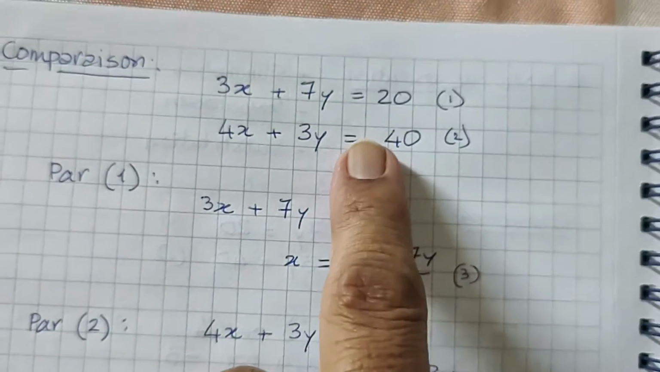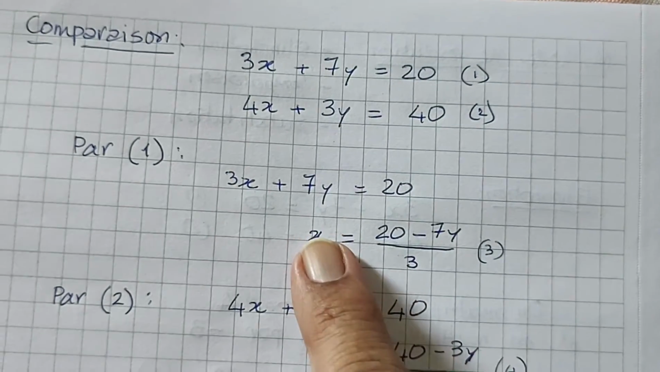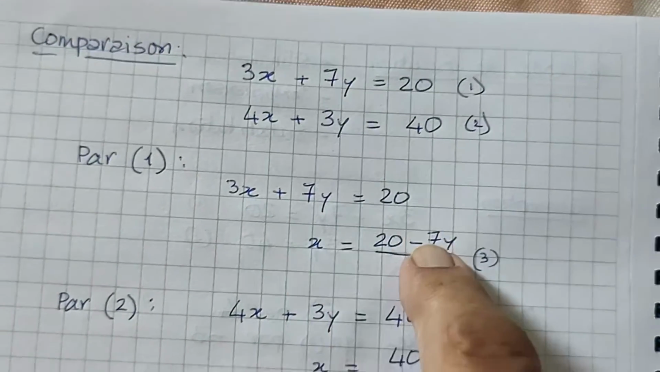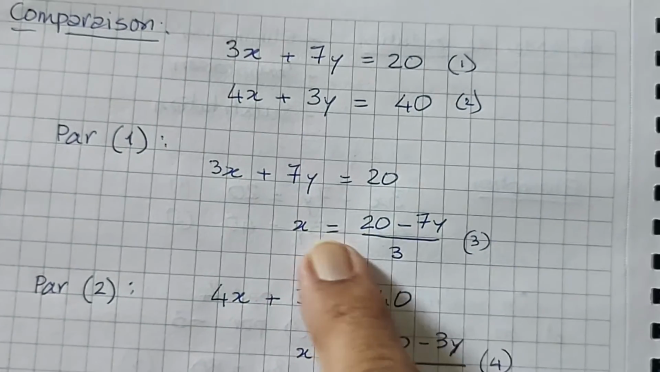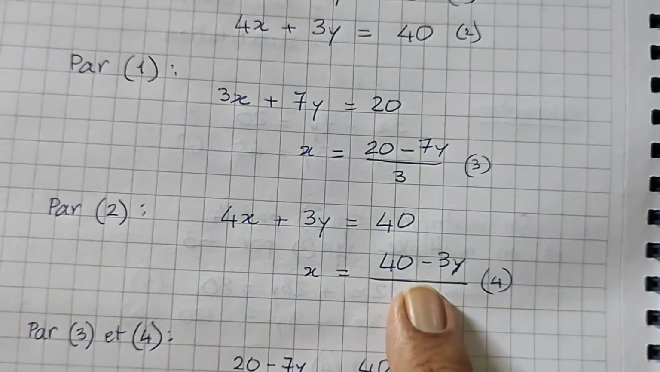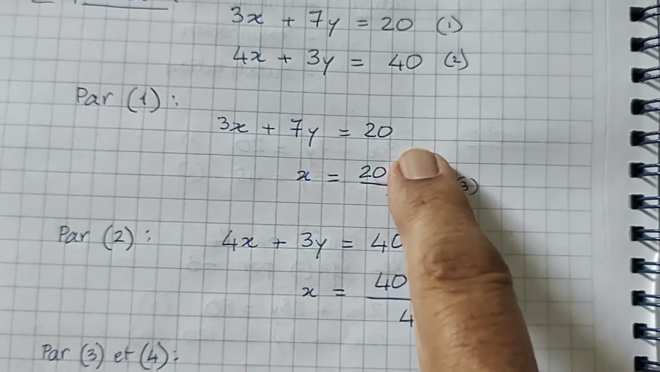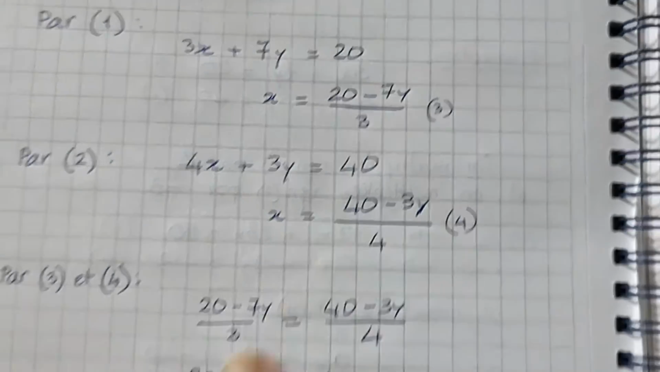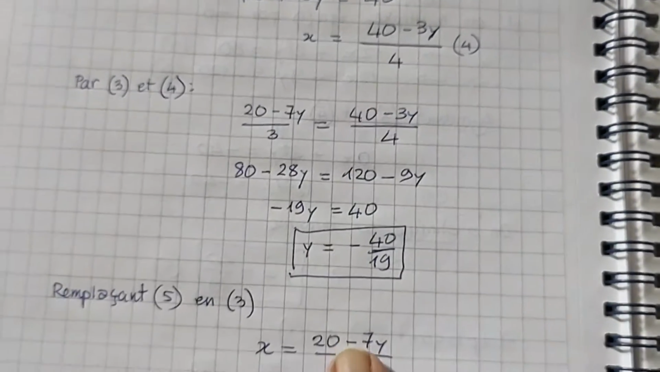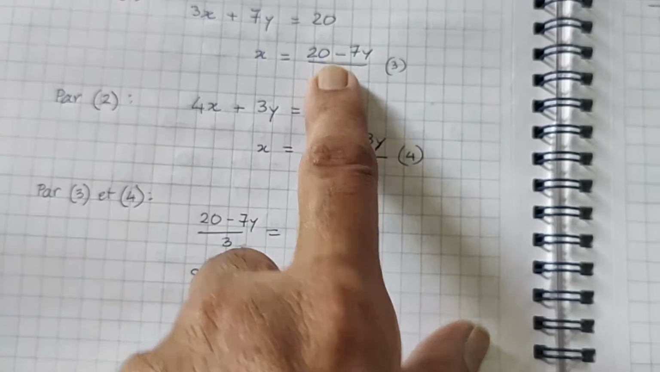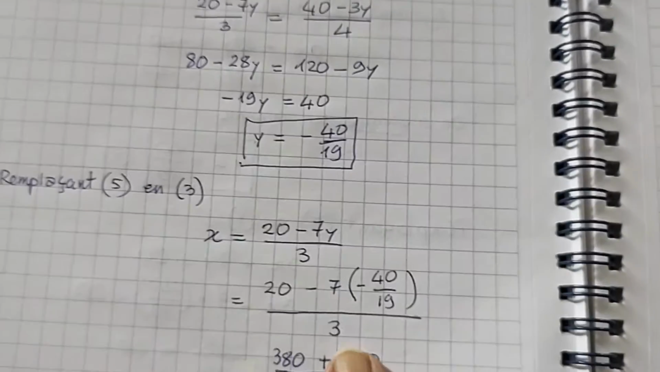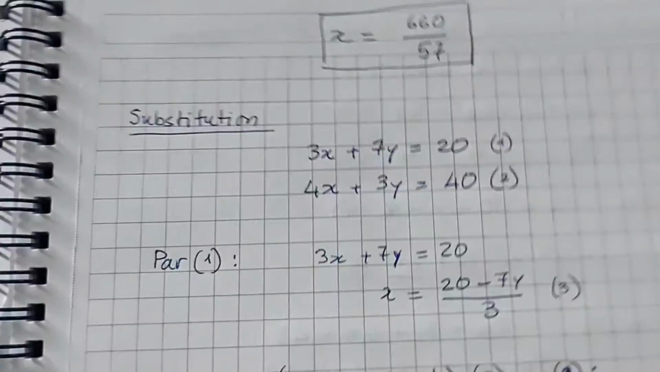In comparison, we took both equations and found x in terms of y, x as a function of y, from both equations. The first one gave us this, the second one gave us this. Since this is equal to x and this is equal to x, this is equal to this, which is what we did. Then we solved for y, and then we put it back into any one of these equations and you will get the result.